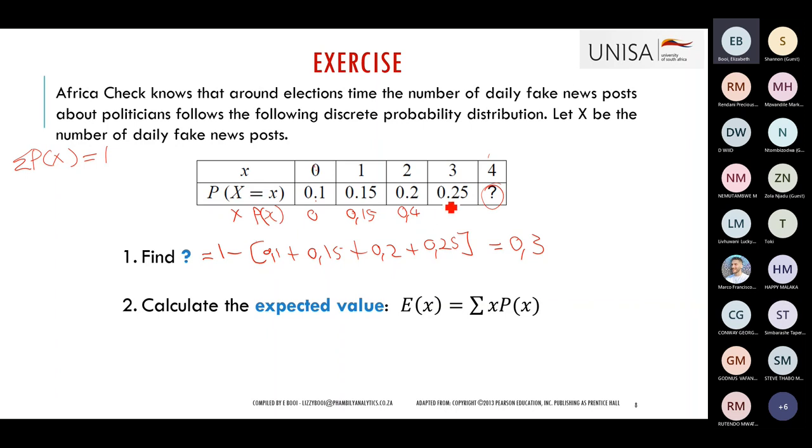3 times 0.25 gives 0.75. So therefore we have 0 plus 0.15 plus 0.4 plus 0.75. What is our expected value? We haven't done 4. We didn't do 4. Yes. 4 times 0.3 is 1.2. So we add 1.2.